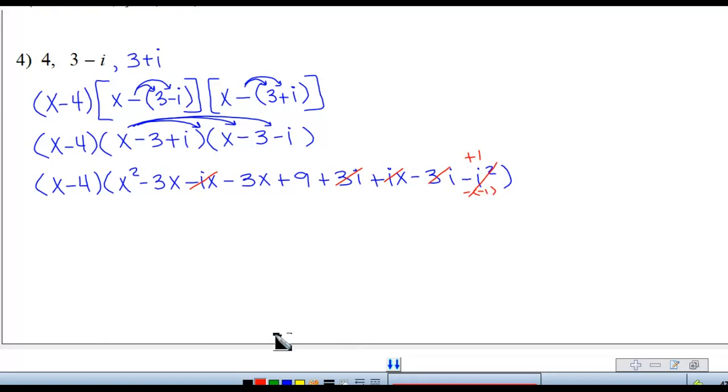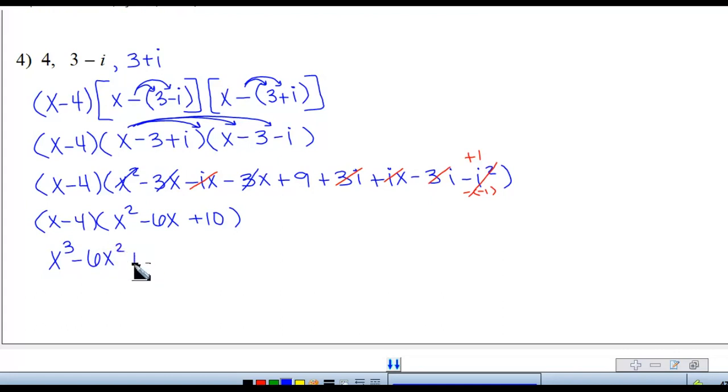So let's go ahead and combine the like terms. I don't have anything to combine with the x squared, so I'll write that down. I can put the negative 3x and negative 3x together, and that gives me negative 6x. This 9 will combine with this positive 1, and that gives me 10. So now it's time to finish this out. We'll do a double distribution. First, I'll take x and multiply it times all three terms. That gives me x cubed, negative 6x squared, and positive 10x.